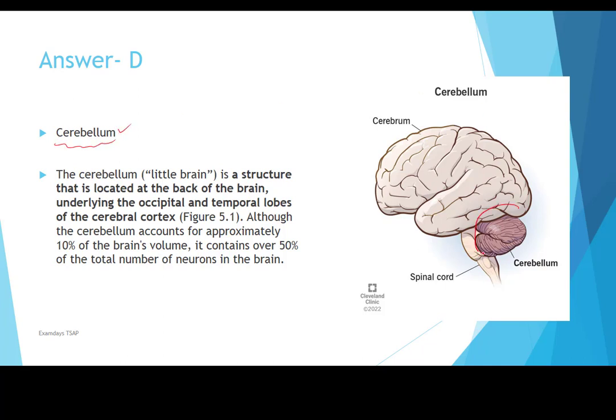It is clearly shown here in the brain. This is the spinal cord, a major structure. The cerebellum is located at the back of the brain, underlying the occipital and temporal lobes of the cerebral cortex. So the image is given here. Although the cerebellum accounts for approximately 10% of the brain volume, it contains over 50% of the total number of neurons in the brain.